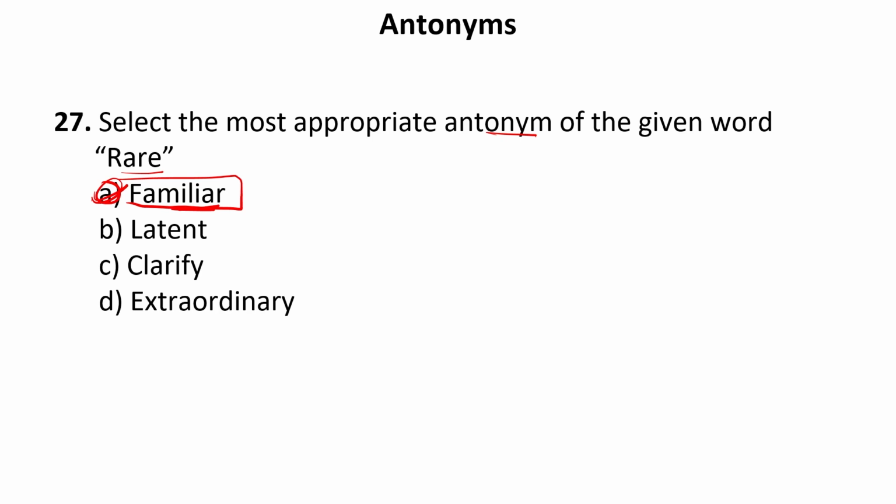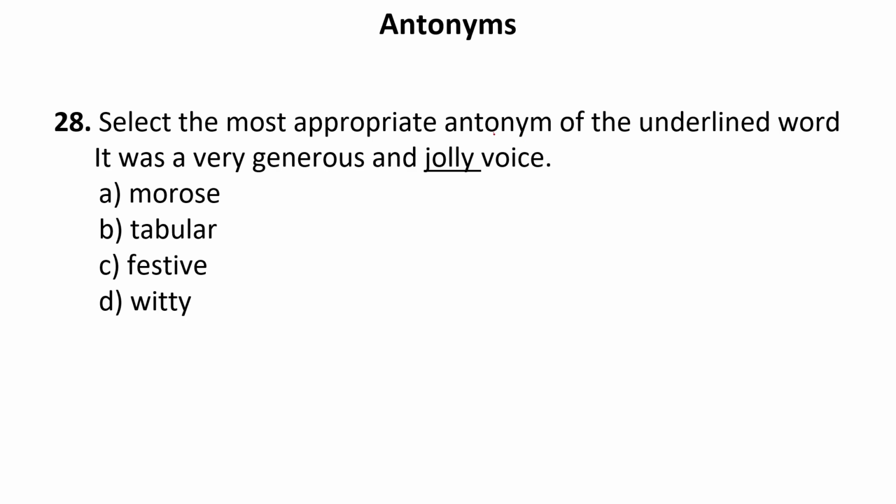Now let us move to the next one. Select the appropriate antonym of the underlined word, that is jolly. Jolly means when someone is of jolly nature, it means he's extrovert, he speaks with everyone, he is very kind, he is very frank. So the antonym will be morose. Morose means one who is very sad and reserved.